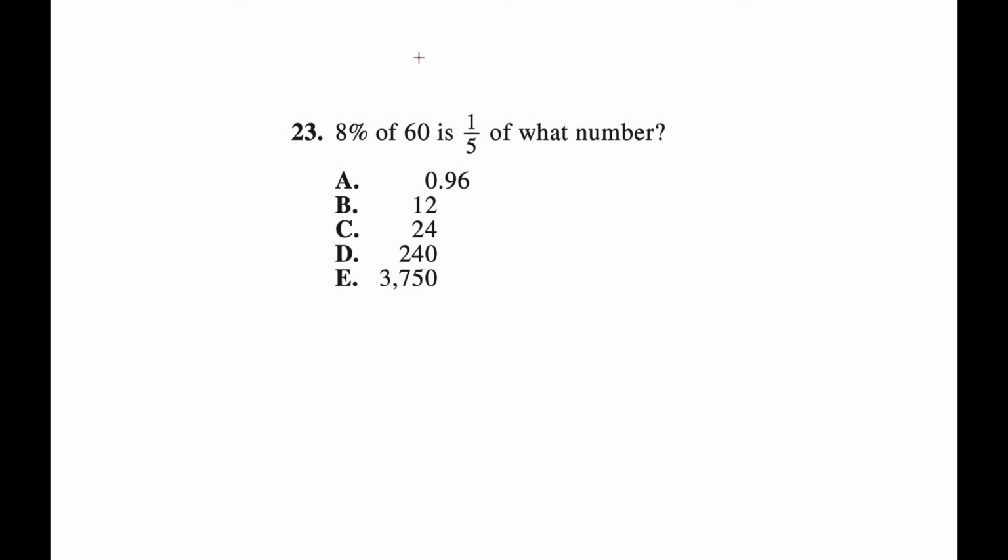Question 23 says that 8% of 60 is 1/5 of what number? As answer choices, we have numbers ranging from 0.96 all the way to 3,750. Answer choice C is the double of B, and answer choice D is 10 times answer choice C.